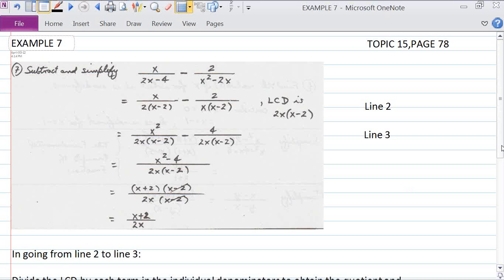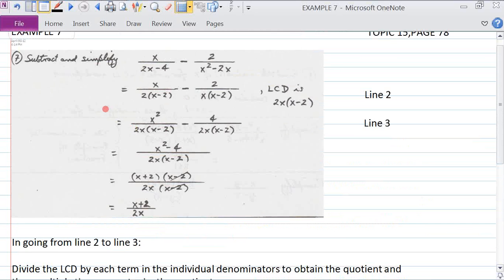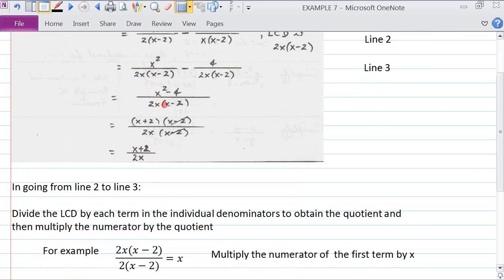So, as I said, first of all, you establish the lowest common denominator. Once you do that, you take the lowest common denominator and divide it by the denominator in each of the terms. The residual factor that you get, you multiply in the numerator. And that's why I multiplied the x by the x. In this case, I was left with a 2, so I multiplied the 2 by 2 and I got 4. And then, of course, I collected the terms and factored again and reduced.